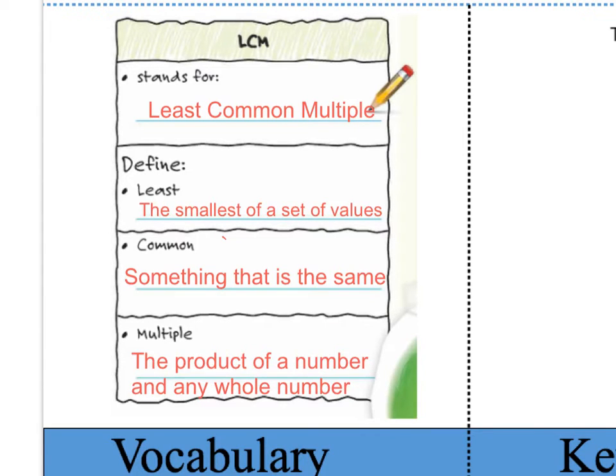So basically the multiples of 4, for example, would be 4. If I multiply 4 by 2, I get 8. If I multiply 4 by 3, I get 12. If I multiply 4 by 4, I get 16. If I multiply 4 by 5, I get 20. If I multiply 4 by 6, I get 24.